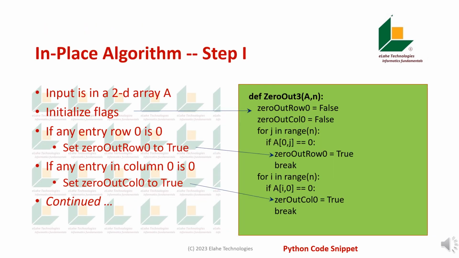We summarize the ideas presented in the previous example in the form of the algorithm pseudocode and Python code snippet. The input is a two-dimensional array A. Here we have assumed an array with n rows and n columns, but the solution can be extended to any number of rows and columns. We initialize the flags zeroOut_row_0 and zeroOut_col_0 to false. If there are any zeros in row 0, we set zeroOut_row_0 to true. Likewise, if there are any zeros in column 0, we set zeroOut_col_0 to true.